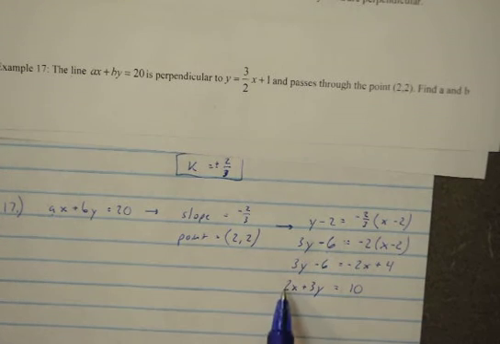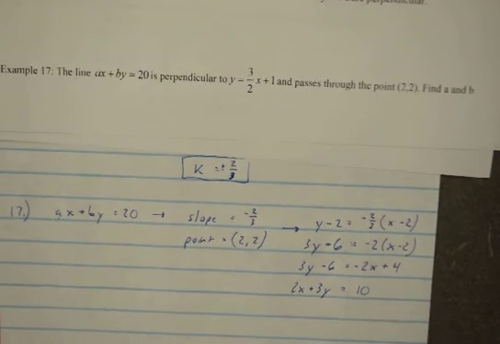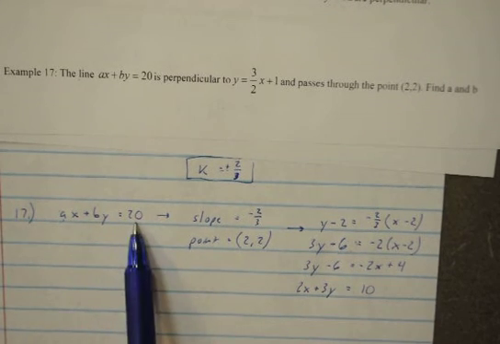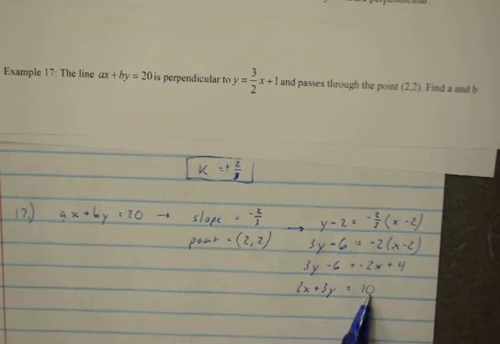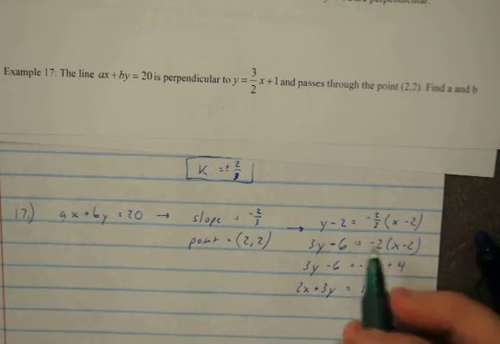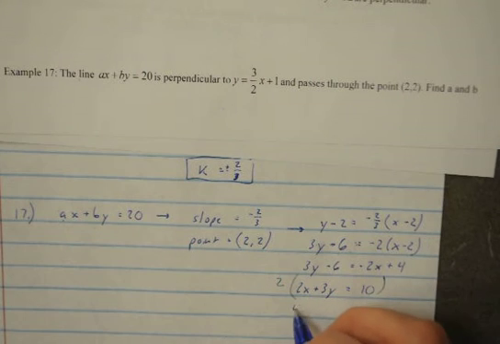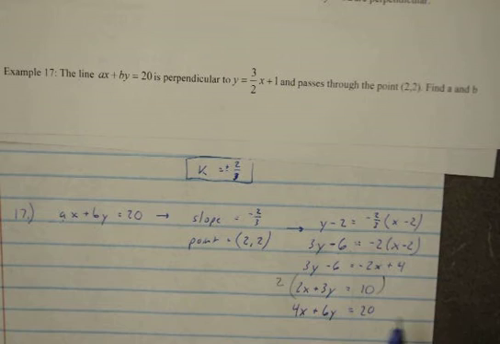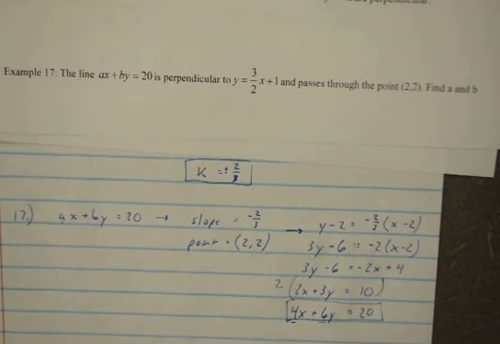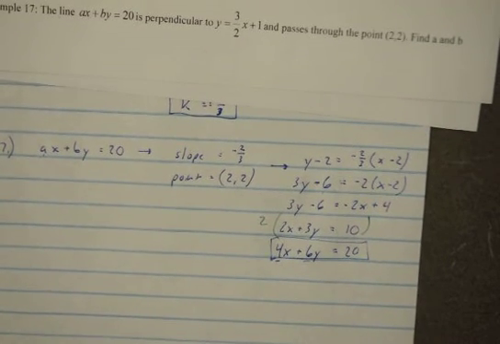So there it is, except the goal was to make it equal to 20. I'm at 10. So what I need to do is take everything and multiply by 2 to give me 4x plus 6y is equal to 20. There it is. The answers for a and b were 4 and 6.